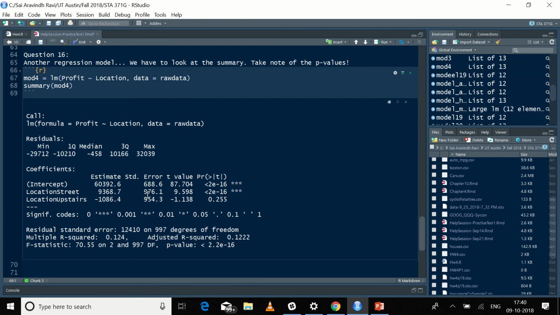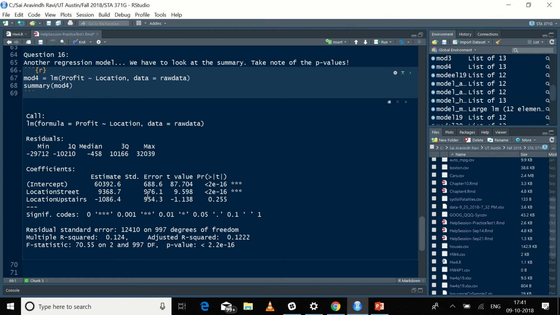All right. So what do you observe from here? What's the first thing that you observe? Always look for the p-value. You can see that location upstairs, that variable, is not significant. All right. So always remember that when you have a question like this, if my restaurant is located in the basement, then what is my expected profit? Anyone? Just the intercept, right? So it's $60,392 because the other two variables are 0. All right, so these two go to 0.